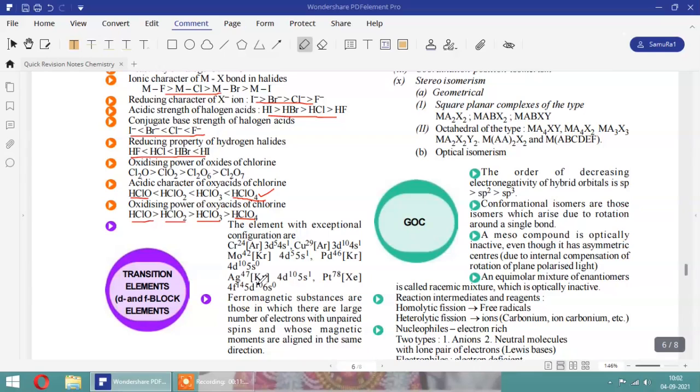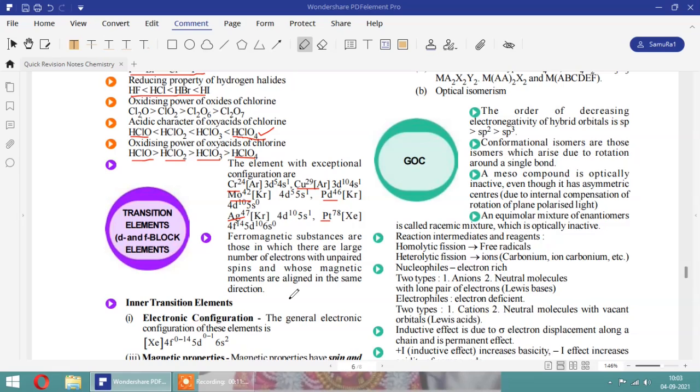Now we come to transition elements, d and f block elements. Elements with exceptional configuration: chromium, copper, molybdenum, palladium, silver and platinum. These are some exceptions. Others follow the regular configuration. Ferromagnetic substances are those in which a large number of electrons have unpaired spin and whose magnetic moments are aligned in the same direction.